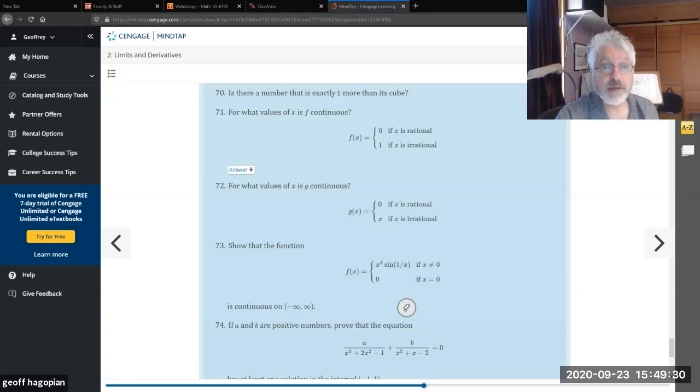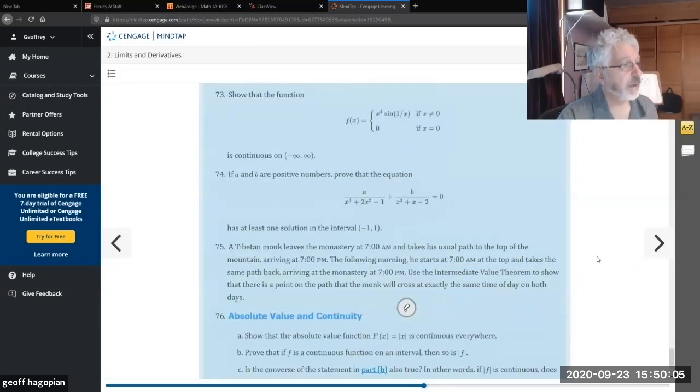Okay, so for what value is it continuous? None. So this function is nowhere continuous. How about this function? This function is continuous at 0, because the limit as x goes to 0 of 0 is 0, and the limit of 0 as x goes to 0 is 0. And so the limit along this line would agree with the limit along that line, but only at 0. So this function is continuous only at a single point.